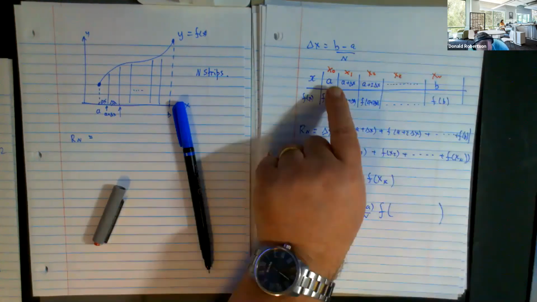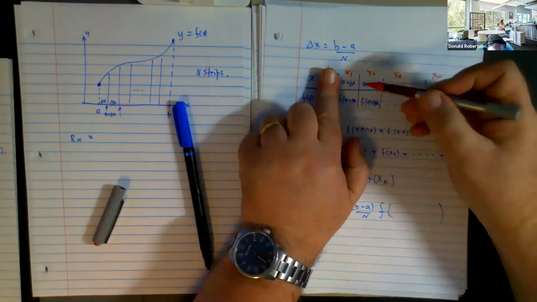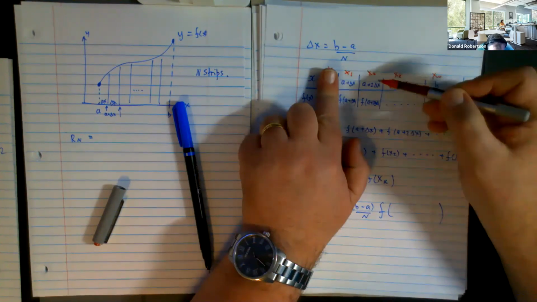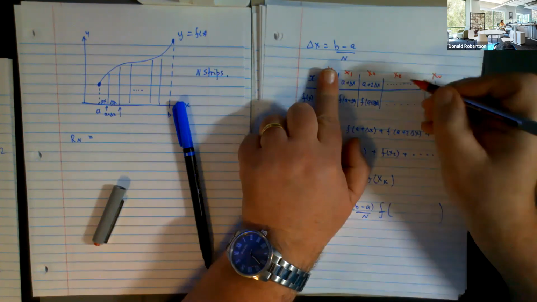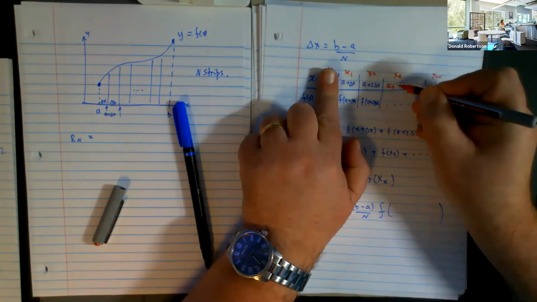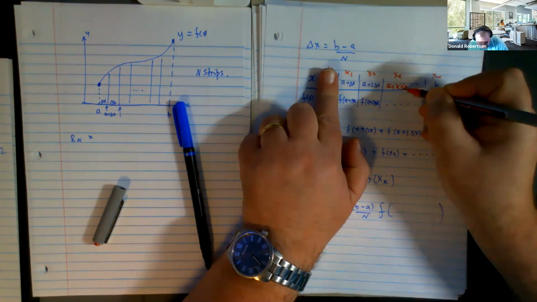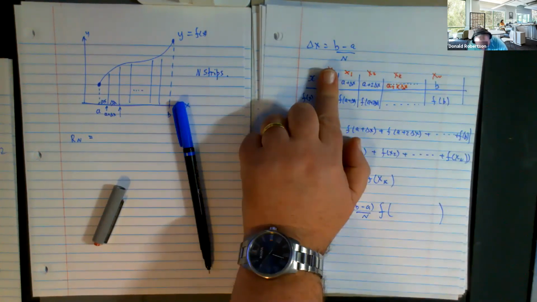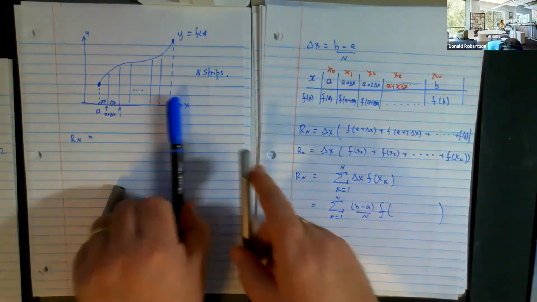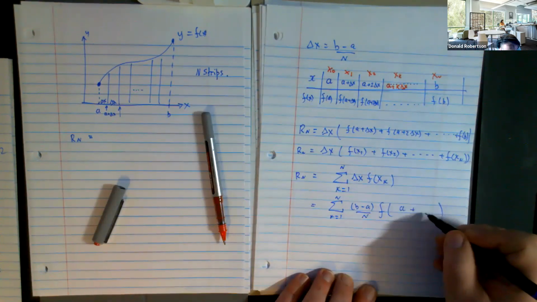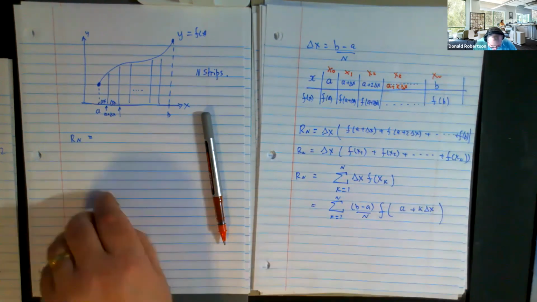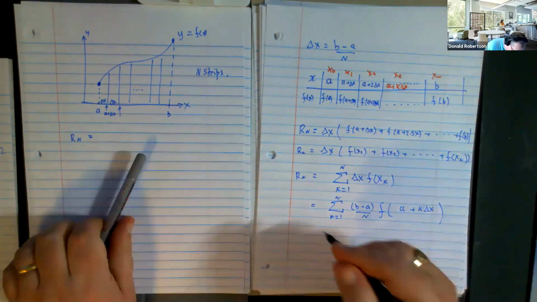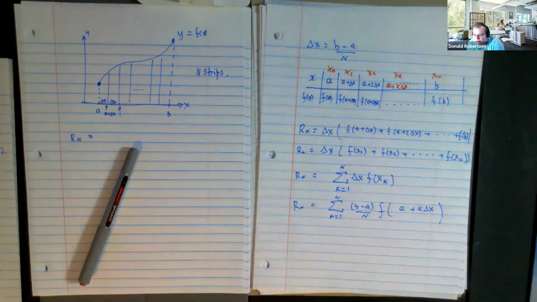Well, when it was x1, isn't it a plus 1 delta x? When it was x2, isn't it a plus 2 delta x? Can you imagine what xk would be? A plus k delta x's. Are you happy about a plus k delta x and where that came from? So that's going to be a plus k delta x. And then you might say, please, can we be finished? And the answer is not quite, but we're darn close.